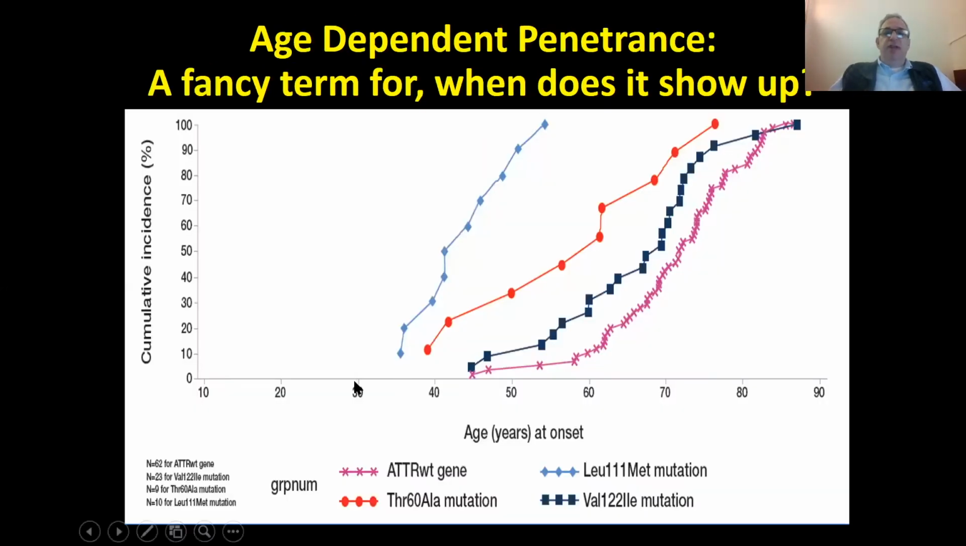This is kind of an interesting graph. This is the age of people. So, 10, 20, 30, all the way up to 90 years of age. And this is what we call cumulative incidence curve.